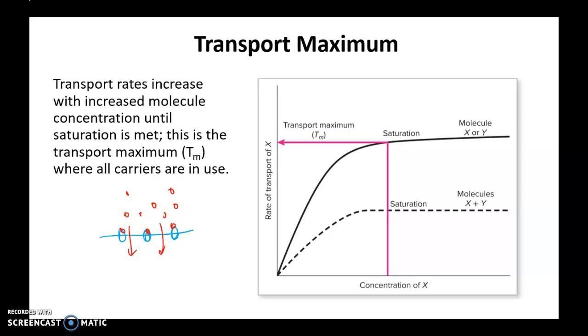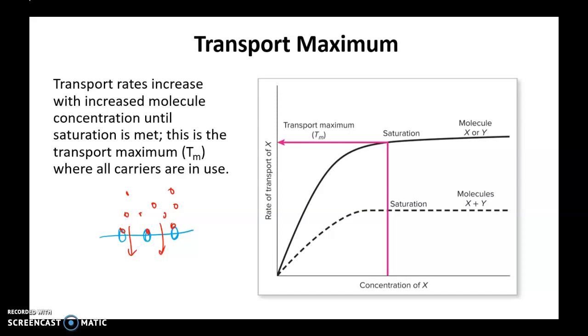However, can we overwhelm these transporters? Yes. If we have too many molecules that are on one side and all of them need to come to the other side, of course that will overwhelm the number of transporters. That brings us to the concept of transport maximum. So the concept is that transport rates increase with the increased molecule concentration until saturation is met. This is transport maximum, where all carriers are in use. So we have talked about this before.